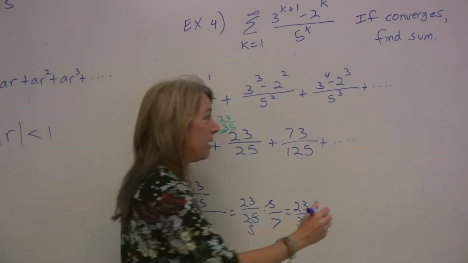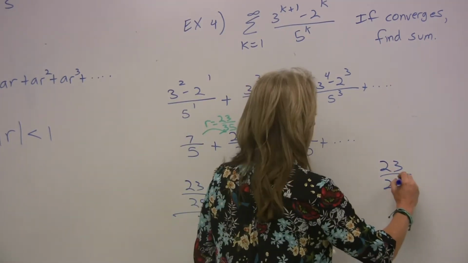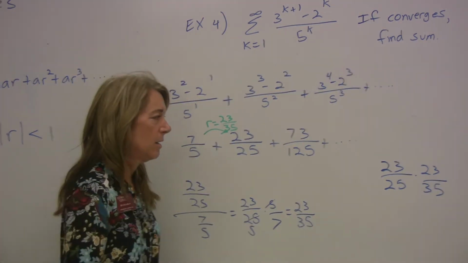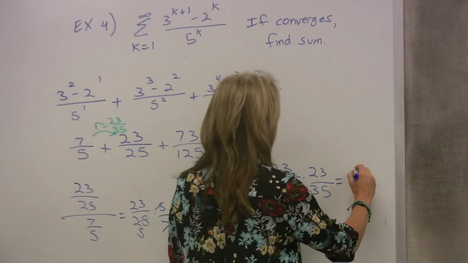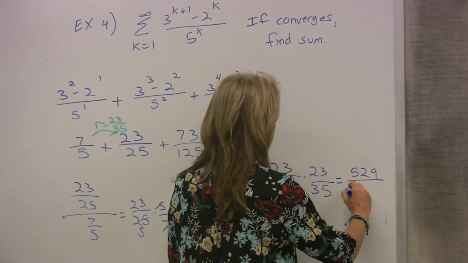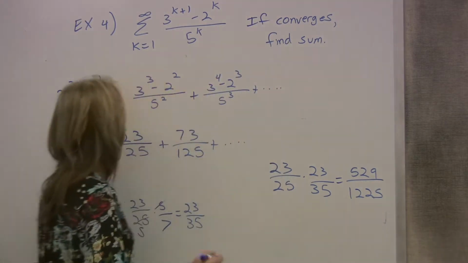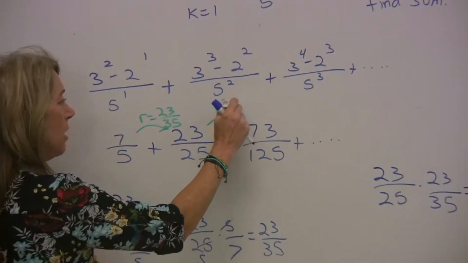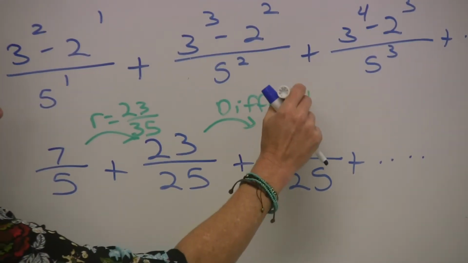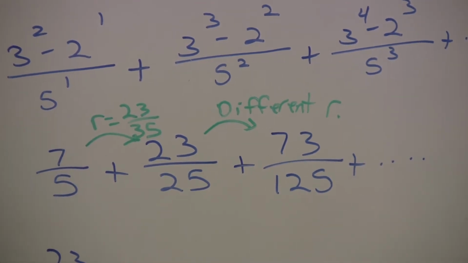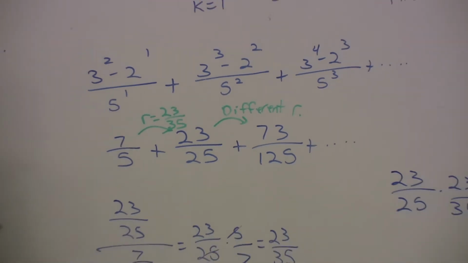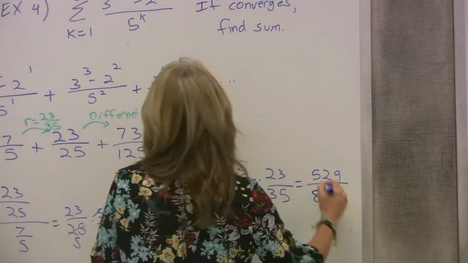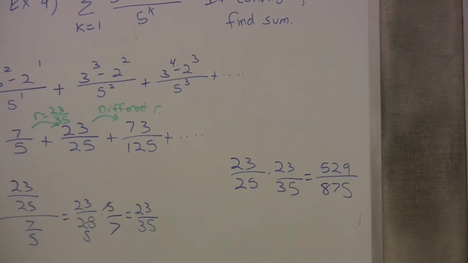Guess what? Not going to happen. 23 over 25 times 23 over 35 is 529 over 12, and it doesn't even reduce. 529 up on top, 529 over 1225, and it doesn't reduce, and it's not equal to this. So going from here to here is some different R. So there isn't a common ratio, it's not geometric. My bad, it's 875. Thank you for checking that for me, I'm just trusting you. It's still not any good though, it doesn't reduce to that, either way.